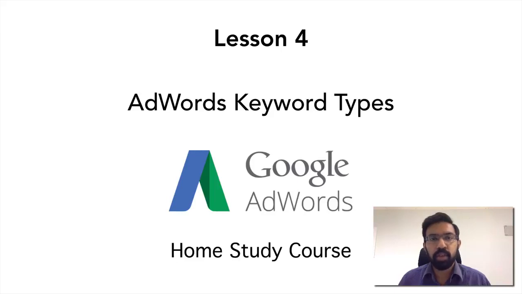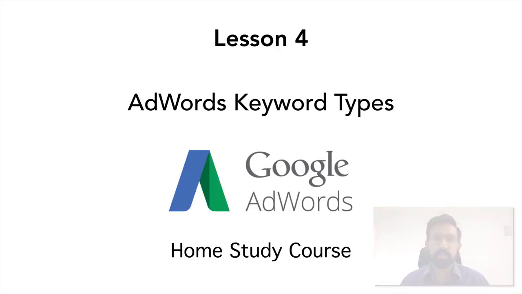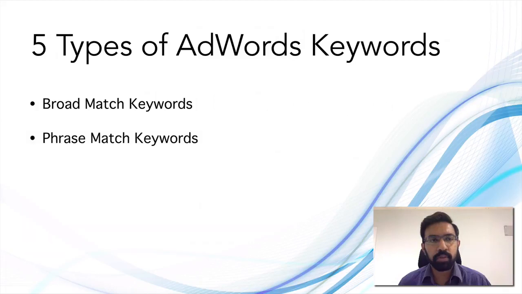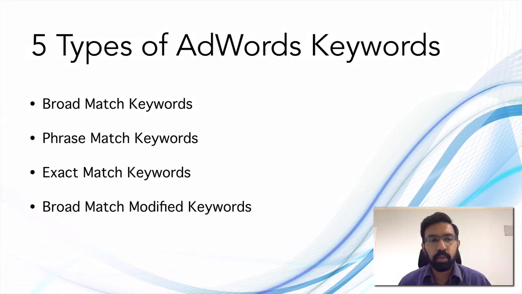So in this lesson, we are going to look at the different types of AdWords keywords. Understanding these different types of keywords is very important so that you can run your campaigns successfully. So let's get started. There are 5 different types of AdWords keywords. Broad match keywords, which are the general type of keywords that you include in AdWords. Phrase match keywords, exact match keywords, broad match modified keywords, and negative keywords. So we will look at them one by one.